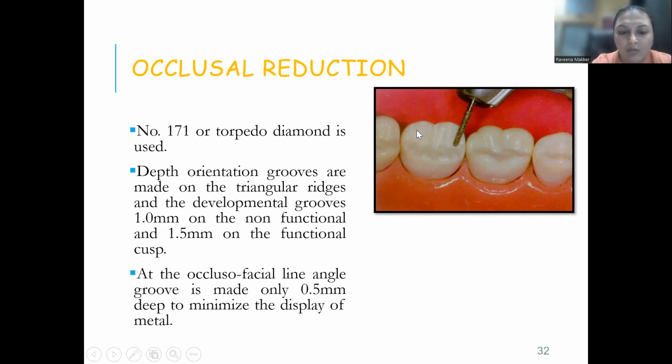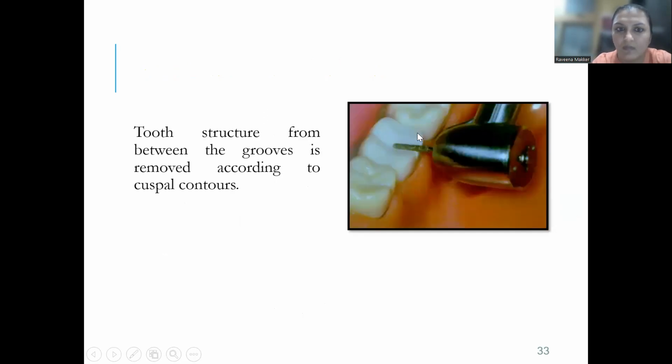Then, at the occlusofacial line angle, a groove is made only 0.5 mm deep to minimize the display of metal. Then tooth structure from between the grooves is removed according to the cuspal contours.